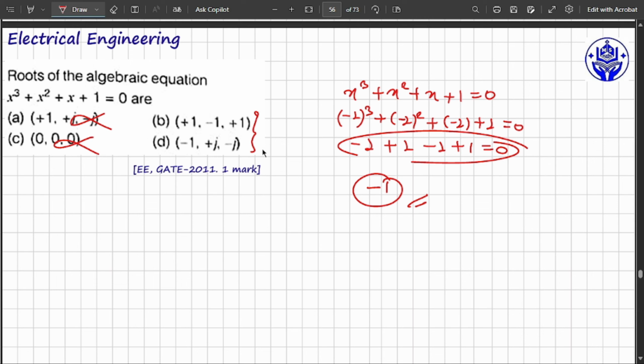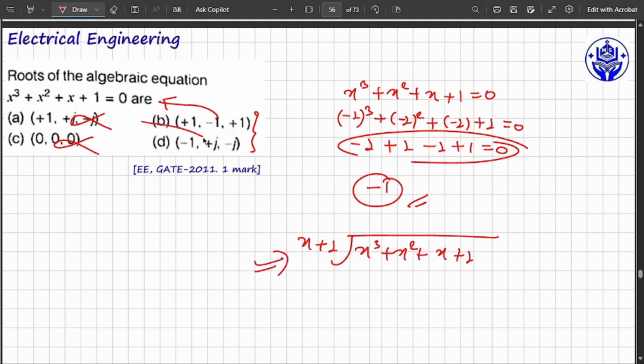Now, if minus 1 is one of the roots, then I will divide this polynomial x cube plus x square plus x plus 1 and I will get the other roots. Otherwise, you can just put the values in this equation. It should satisfy. So this one will satisfy. This is iota here. Okay, this will satisfy, and this will give the answer. Okay, so the next question will be like this.